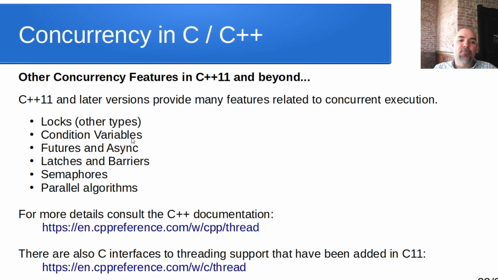There are condition variables, which we talked about. There are also futures and async, like we saw in Python. There are latches and barriers. There are semaphores. There are also some parallel algorithms that are built into C++11 and later versions. And for details on that, I would consult this URL that we have here, cppreference.com. They have a whole description of a lot of these features, along with the details for how you use them, example code.